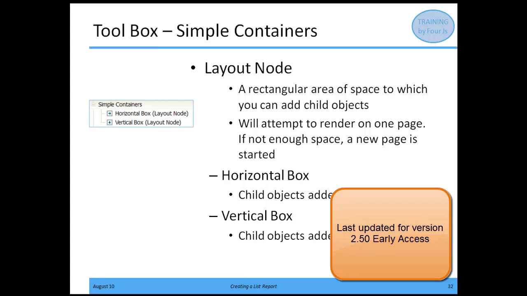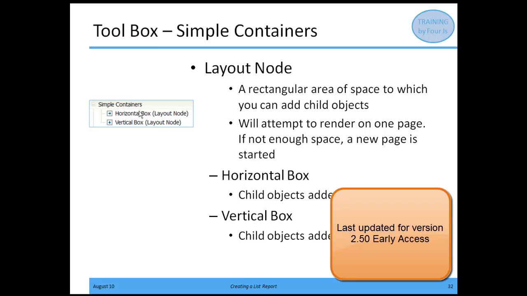For the remainder of the slides, I just want to walk you through the toolbox and tell you about the items that are contained within. So in the toolbox, our first section is known as simple containers. Simple containers are layout nodes, which are a rectangular area of space in which you can add your child objects. Now, when you put a layout node, we're going to attempt to render it on one page. If there's not enough space, we'll go ahead and start a new page.